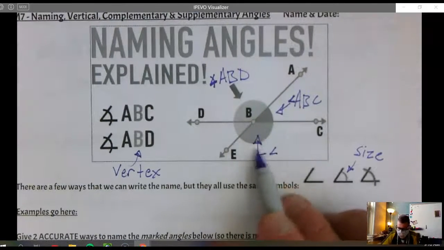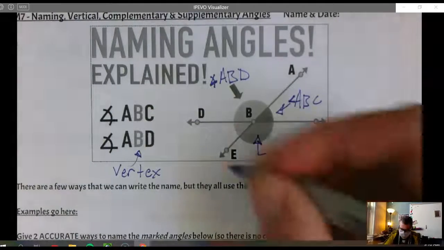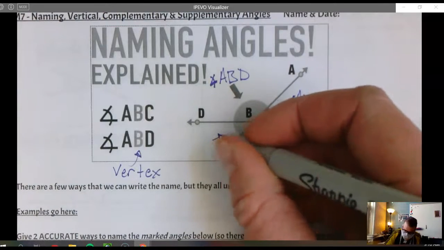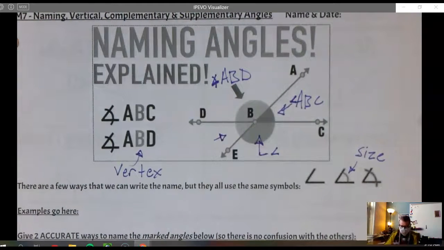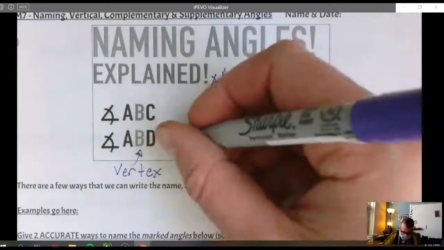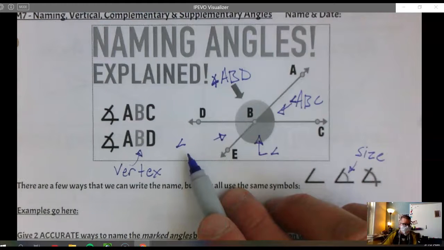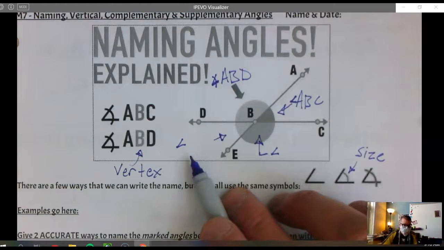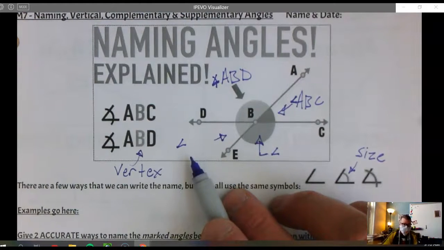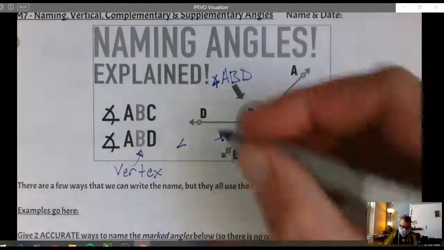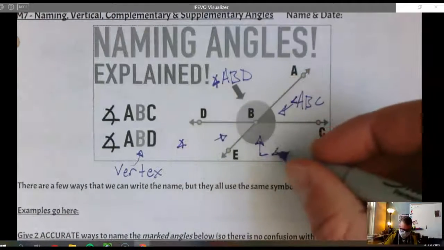Go ahead and label what angle this would be up here and what angle this would be over here. These do not start at A now. So you can use just kind of the angle symbol. I don't like just using the angle symbol because it looks like less than, right? So I like to put the arc through it.